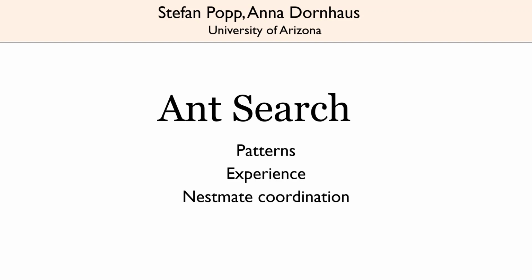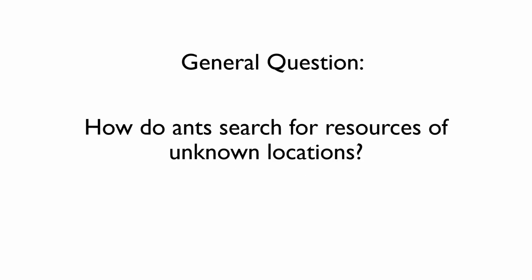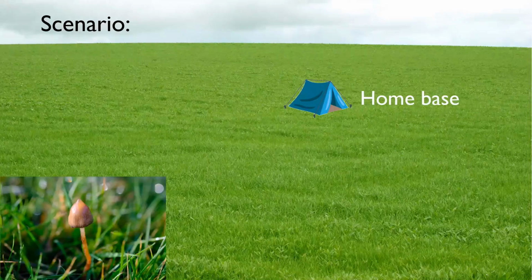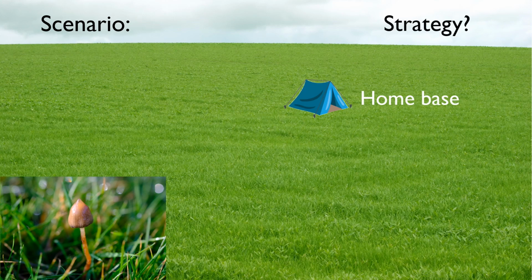Here I will be summarizing most of my PhD thesis, which I did with Anna Dornhaus on the search behavior of ants. My general question is, how do ants search for resources of which they don't know the location? And to put you into the mind of an ant, imagine that you were searching for mushrooms in a wide field like this one, and you have to return to the home base every time you find one. Which strategy would you follow?